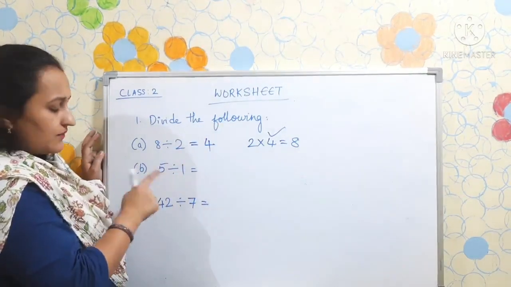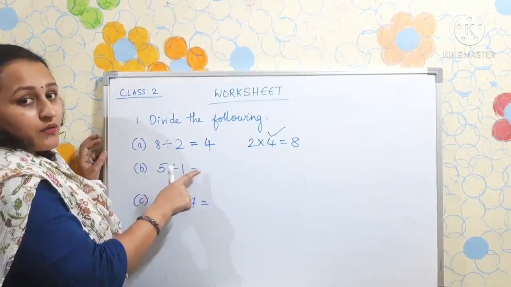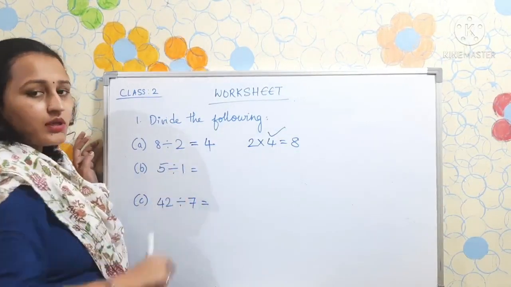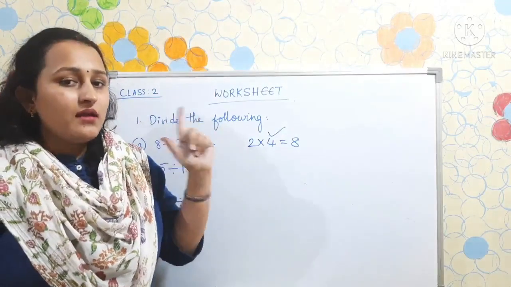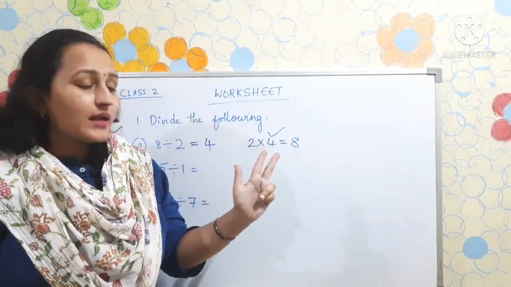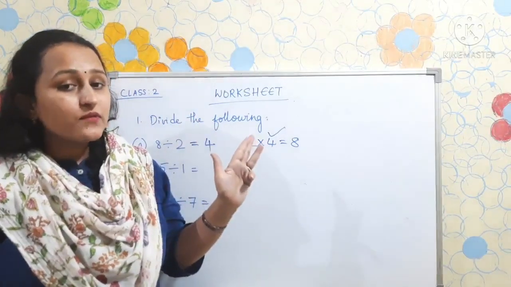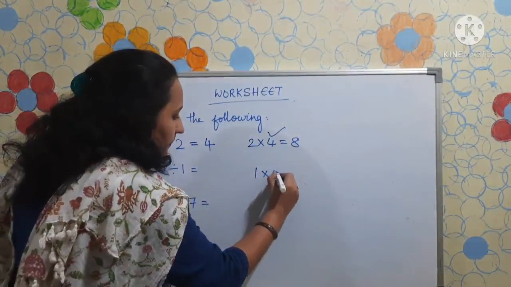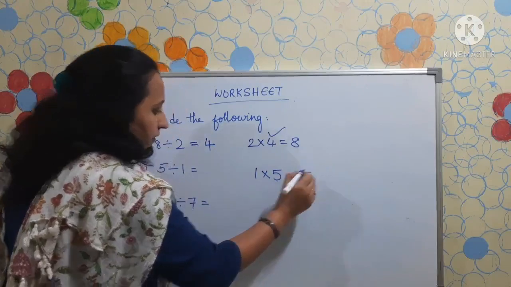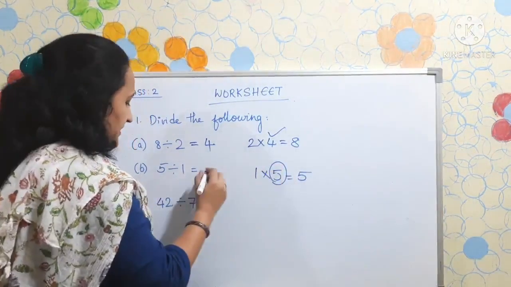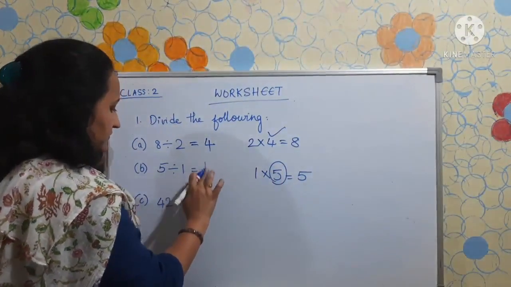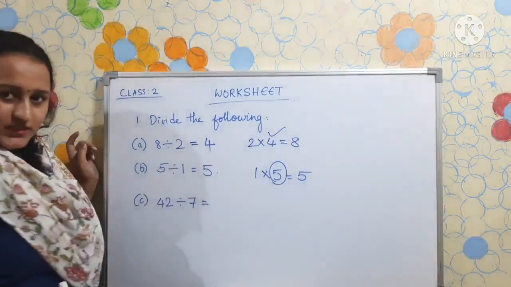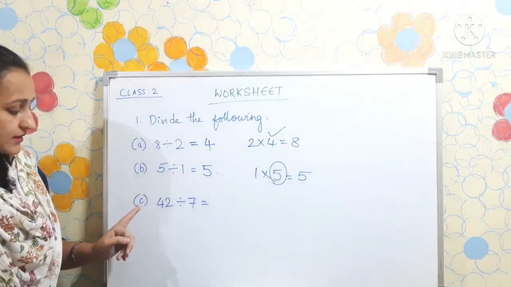Now let us see the second one. 5 divided by 1 is how much? Revise the 1 table. 1 time 1 is 1. 1 time 2 is 2. 1 time 3 is 3. 1 time 4 is 4. 1 time 5 is 5. Right. So the quotient is 5. Got it? Now let us see the third one.